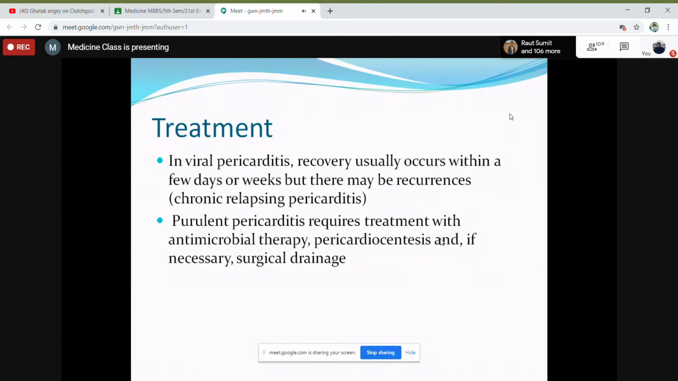In viral pericarditis, recovery usually occurs within a few days or weeks, but there may be recurrence, which is called chronic relapsing pericarditis. Purulent pericarditis requires treatment with antimicrobial therapy, pericardiocentesis, and if necessary, surgical drainage. So in cases of purulent pericarditis, surgical intervention as well as pericardiocentesis may be required.